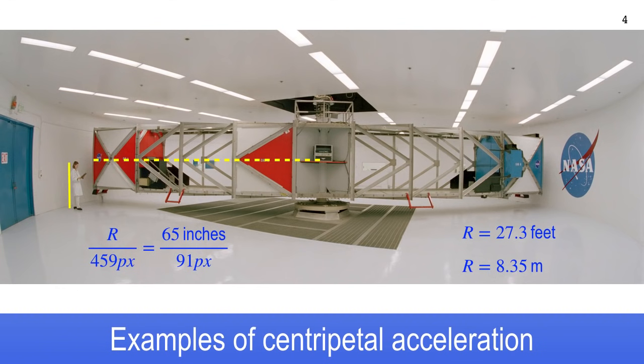And it appears to be a radius of about 27.3 feet, or 8.35 meters. So go ahead and write down radius equals 8.35 meters, because we're going to calculate the rotational speed of a centrifuge like this that's producing some G's for astronauts in training. All right, so one of the things that we need is the spin radius. How big of a circle does it follow?